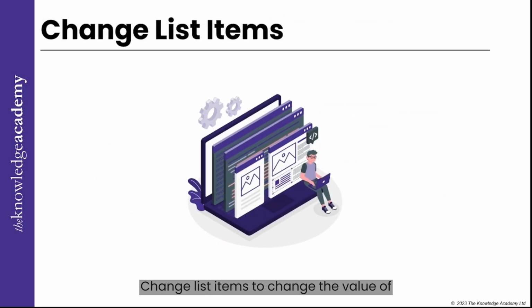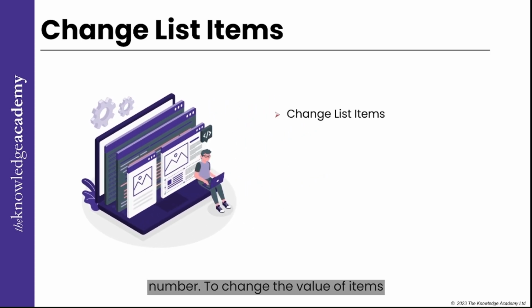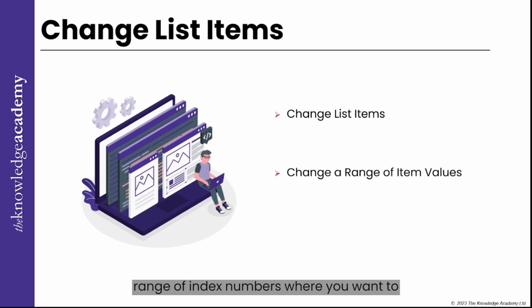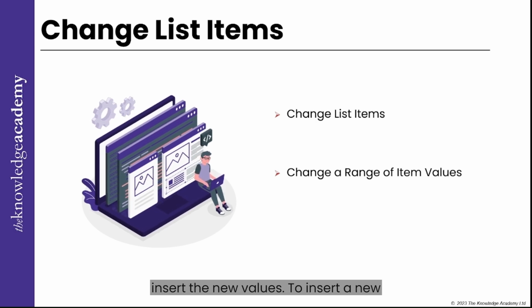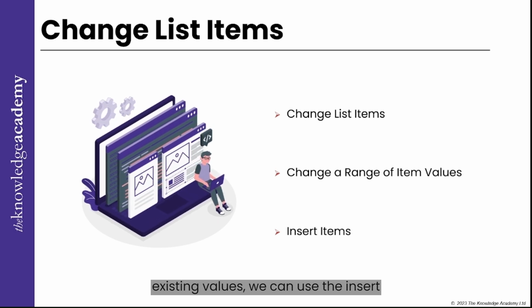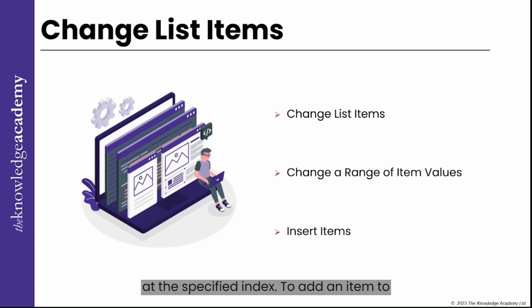Change list items. To change the value of a specific item, refer to the index number. To change the value of items within a specific range, define a list with the new values and refer to the range of index numbers where you want to insert the new values. To insert a new list item without replacing any of the existing values, we can use the insert method. The insert method inserts an item at the specified index.